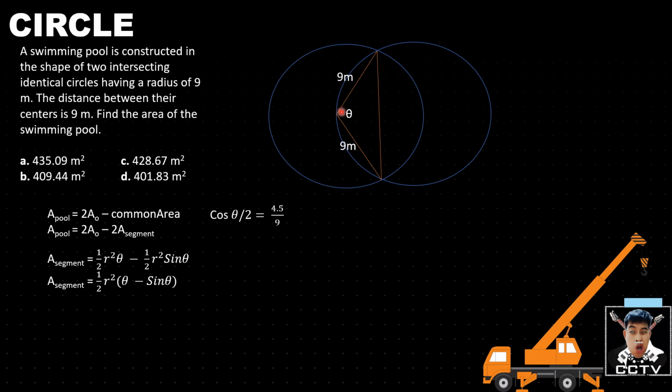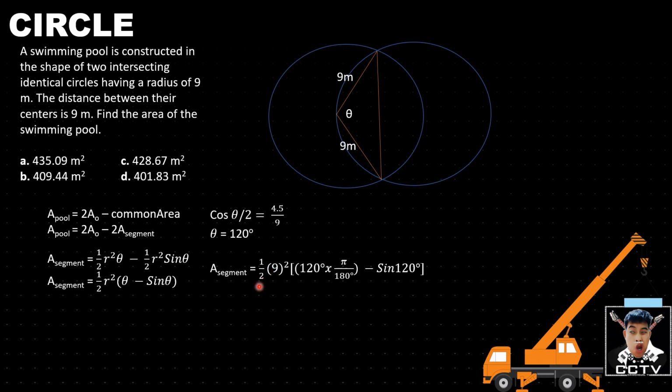And of course, hatiin natin to sa dalawa. Imagine, may line dito. Cosine theta, which is cosine theta over 2, which is 4.5, which is the half of 9. Ito, 9. Tapos, the radius is also 9 over the hypotenuse. And you'll get the theta, which is 120 degrees.